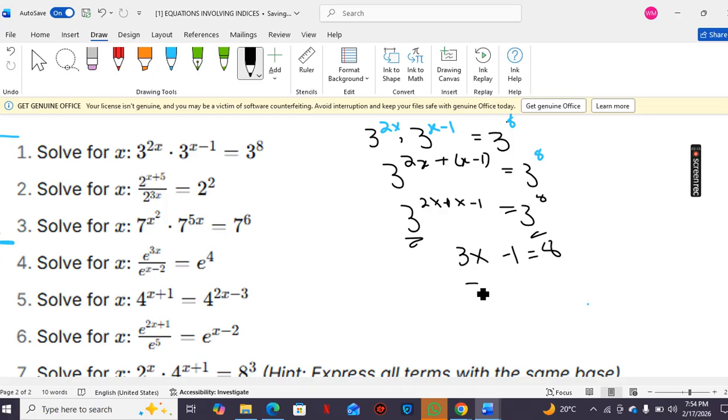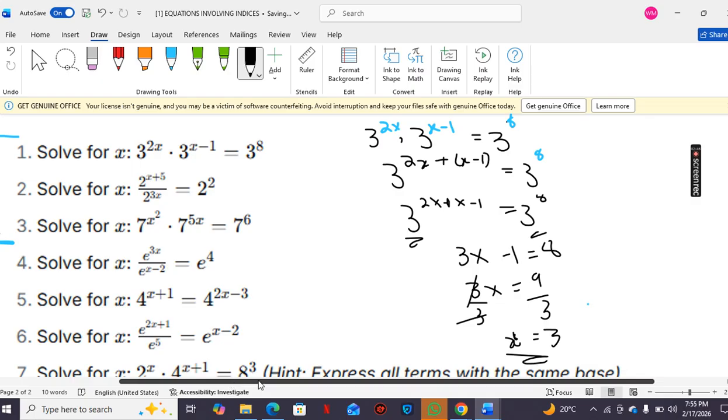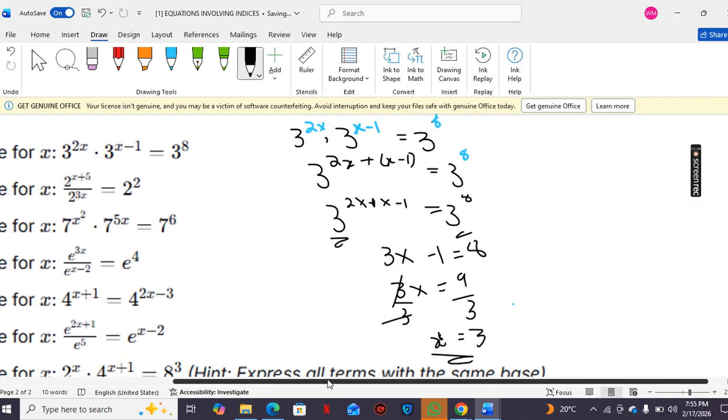Group like terms together, the negative 1 crosses over the equal sign, so 8 plus 1 becomes 9. Divide both sides by 3. Okay, 9 divided by 3, that is 3. So our value for x is 3. Okay, any questions, queries? Okay, we go to this next one.